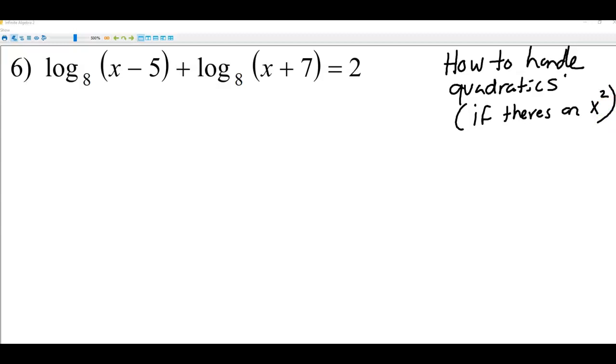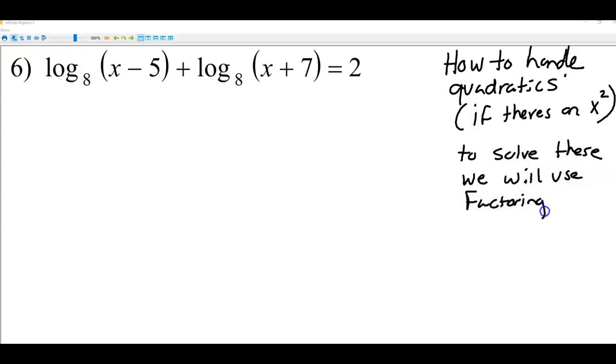The way that we solve this is we will use factoring. So this is probably the most tedious of all the problems because there's just a lot more math involved when you're dealing with quadratics. They're a little more tedious. Okay, so let's go ahead and see what we can pull off here with this.